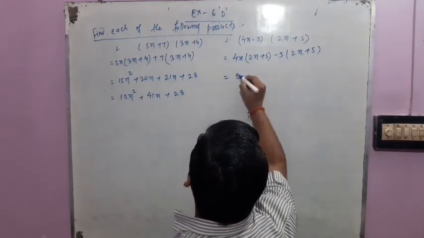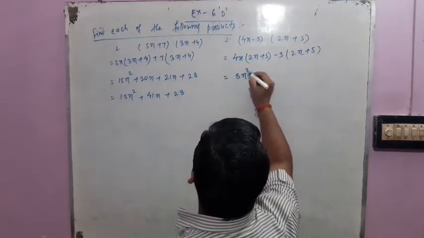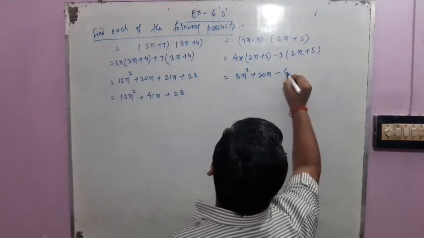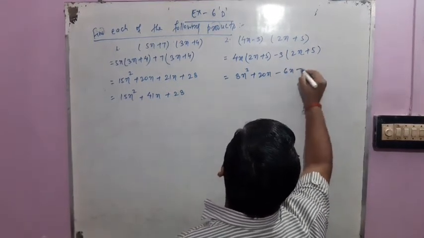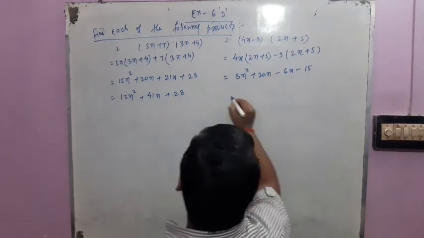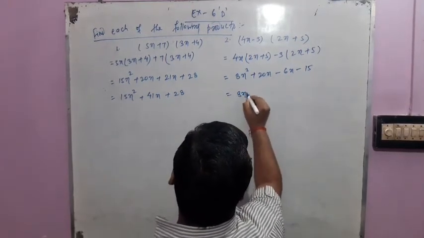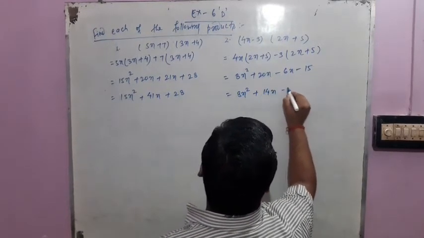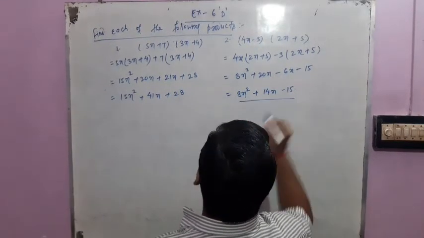4 2 the 8, x into x, x square. 4 5 the 20x and 3 2 the 6x. Minus plus minus, 3 5 the 15 here. Now 8x square, 20 minus 6 what? 14x minus 15. That's our answer.